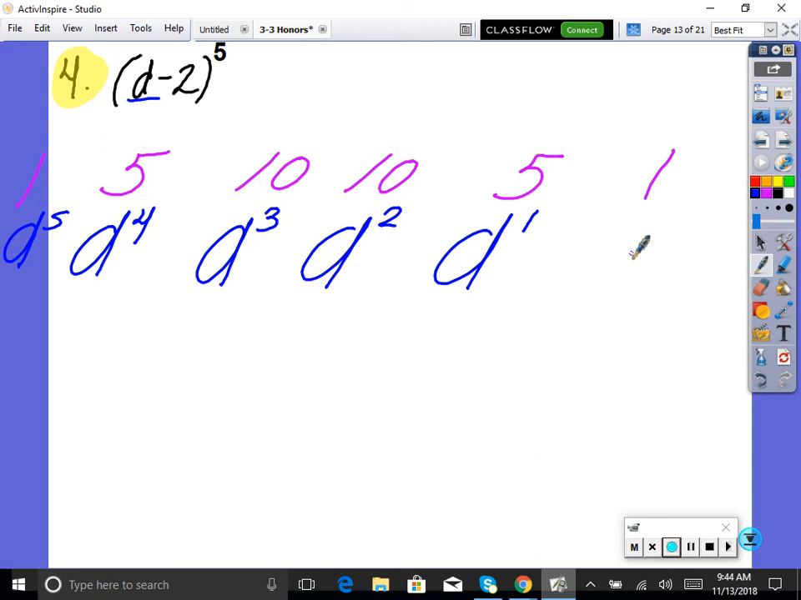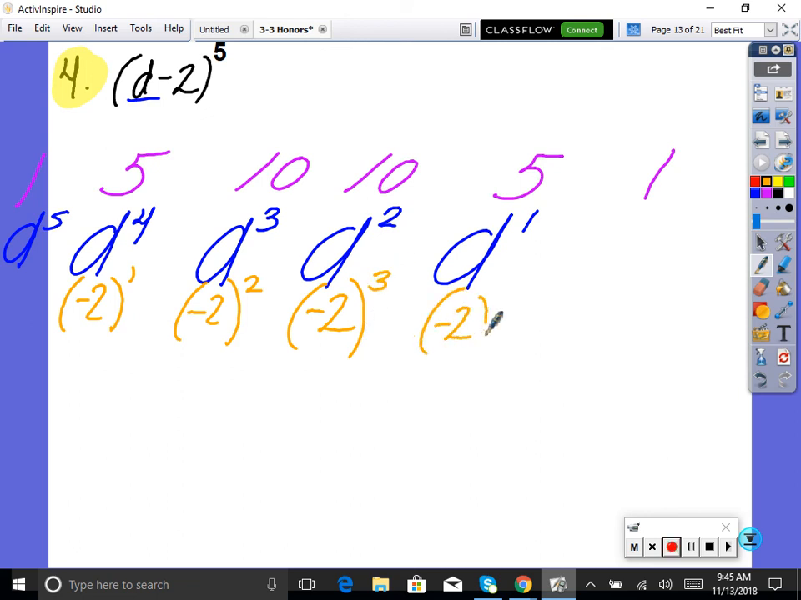The next thing I need parentheses. So negative 2 to the 0. This will be negative 2 to the 1st, negative 2 to the 2nd, negative 2 to the, counting up, 3, negative 2 to the 4th, and then negative 2 to the 5th. Does everybody see? 5, 5, 5, 5, 5. So we're good here. And a 5. Okay, awesome. Let's start calculating this.